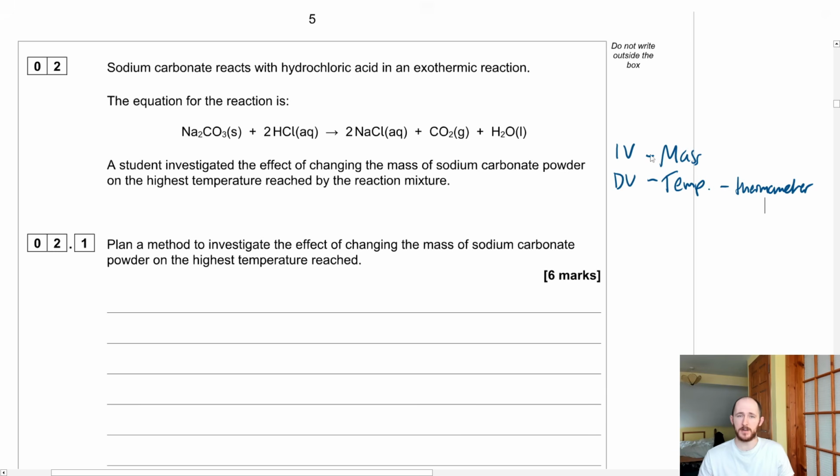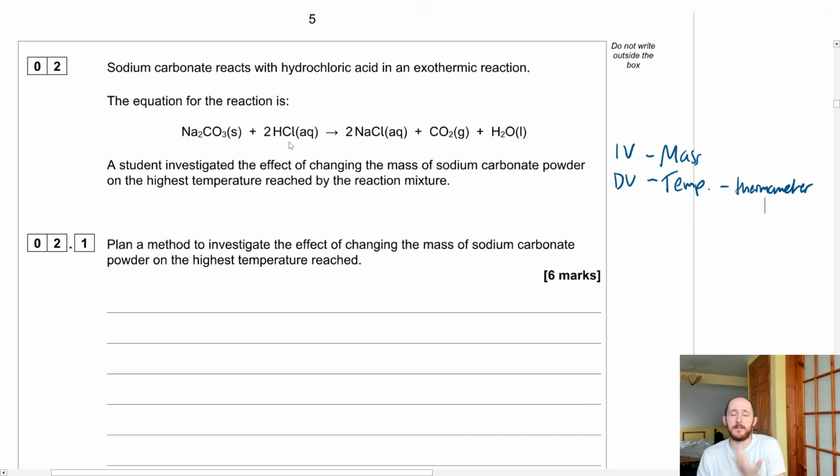So again, the temperature could be a good one. So don't do it over the space of a few days. You want the weather conditions to be the same. As an example, you want to use the same amount of hydrochloric acid because we're changing the mass of sodium carbonate, not of the hydrochloric acid. Okay, so those are key things.